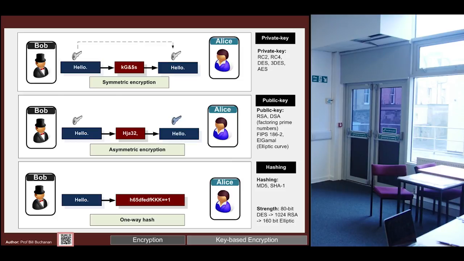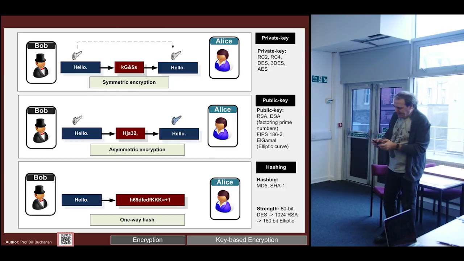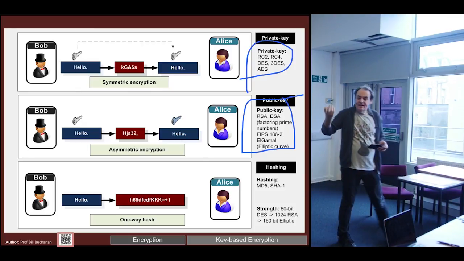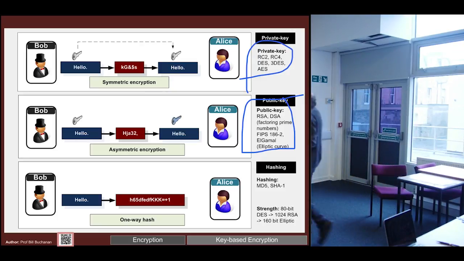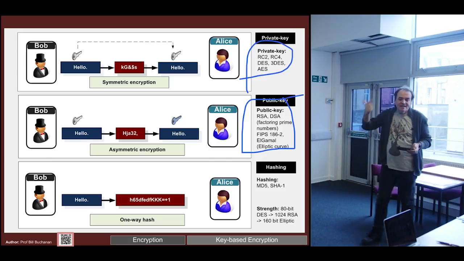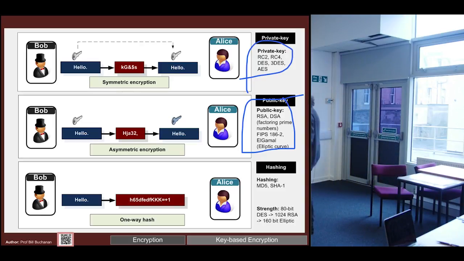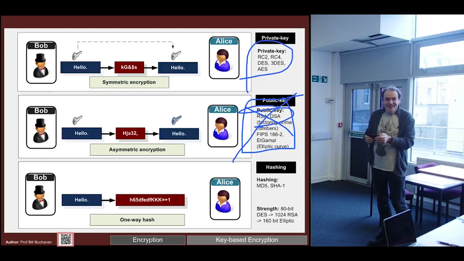So then we have, eventually, the public key. As we're in the home of John Napier, new methods are being created with discrete logarithms. But the two main public key ones are prime numbers, RSA, and discrete logarithms, elliptic curve, and so on. They're toast if the quantum computer comes along.